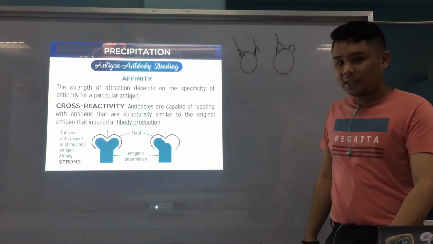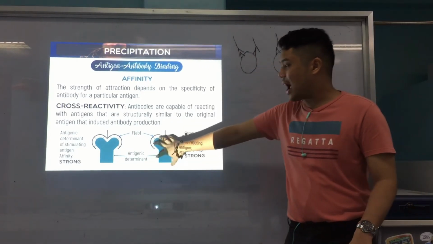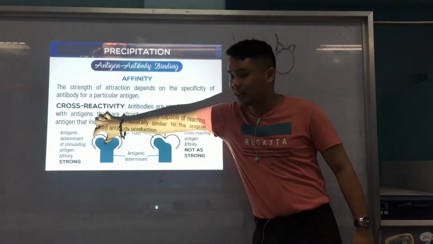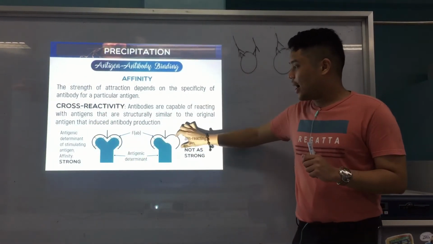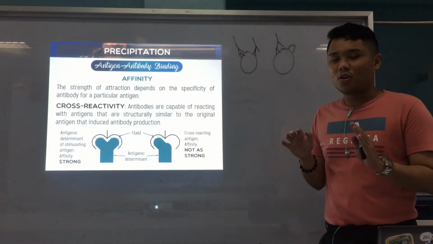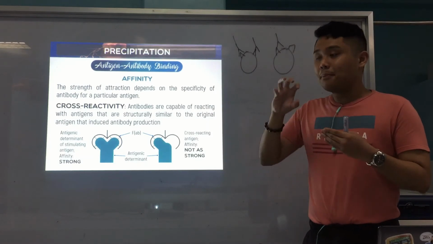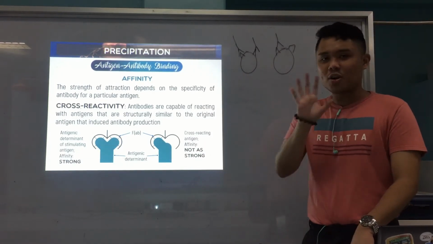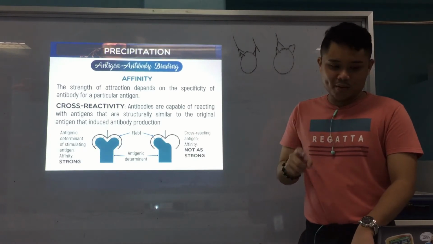But this antibody can also react with this other antigen because as you can see, it has this same part, but this one it lacks. So in a way, the antigen has a similar appearance. The antibody can still bind, but the affinity or the binding is not as strong. So I hope you got that. That's for affinity.